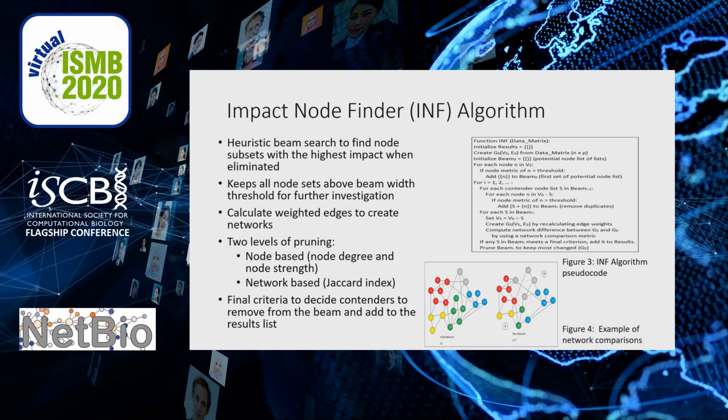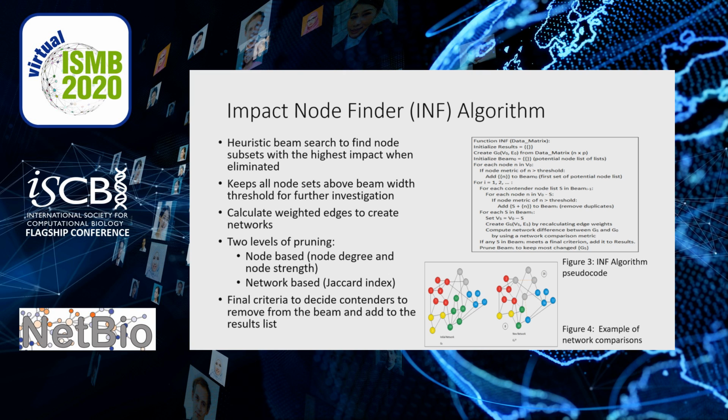The goal of the impact node finder algorithm is to find a subset of the nodes whose removal causes the biggest change in the function of the network. These should be the nodes that control the network's function. We developed a heuristic beam search algorithm in which the beam is competing subsets of nodes. Subsets in the beam are iteratively added to. Using a beam search helps us avoid local minimum. It also allows us to return multiple candidates back for further exploration.